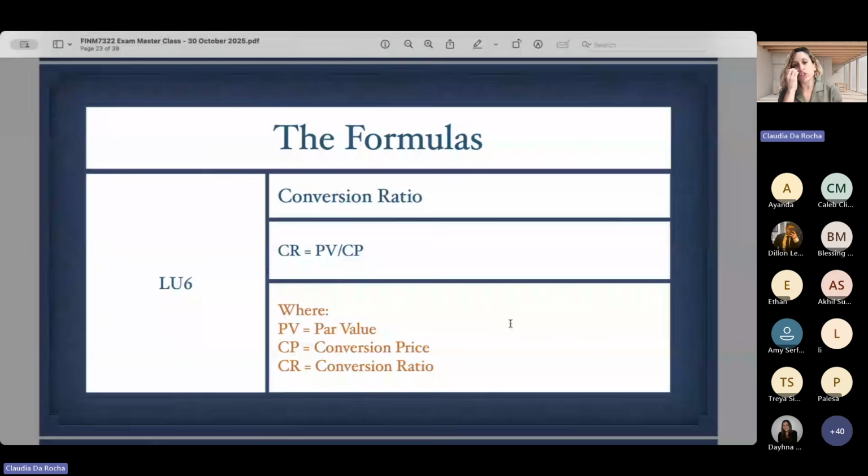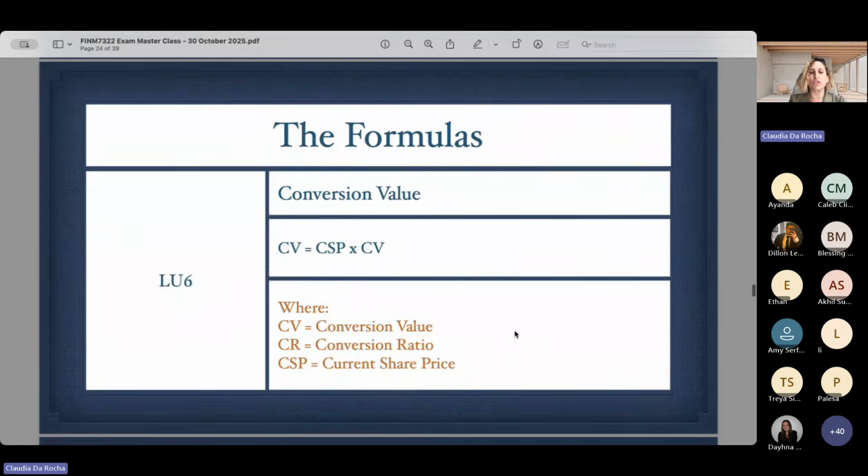Okay, so the conversion ratio is your par value. When we talk about par value, it's the same as your face value of the bond, divided by your conversion price. Okay, so every convertible instrument can be converted at a price. All right, so this is how we calculate the conversion ratio. Also, this formula can be manipulated so that we have to calculate the conversion price or we have to calculate the par value. So see what the question wants you to do and ensure that you can manipulate.